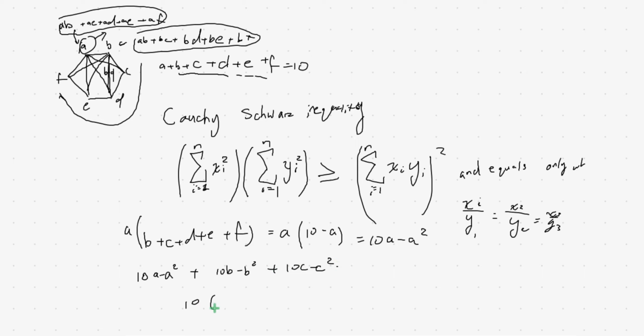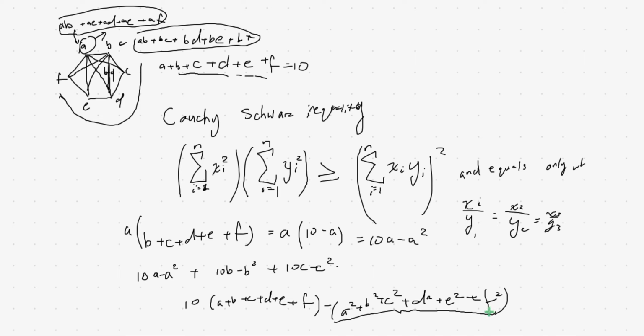So this equals 10 times (a plus b plus c plus d plus e plus f) minus (a squared plus b squared plus c squared plus d squared plus e squared plus f squared), right? Now we can use the Cauchy-Schwarz inequality because we want to maximize this, which means we want to minimize the squared part. If we want to minimize this, then we have to use the equality case here.